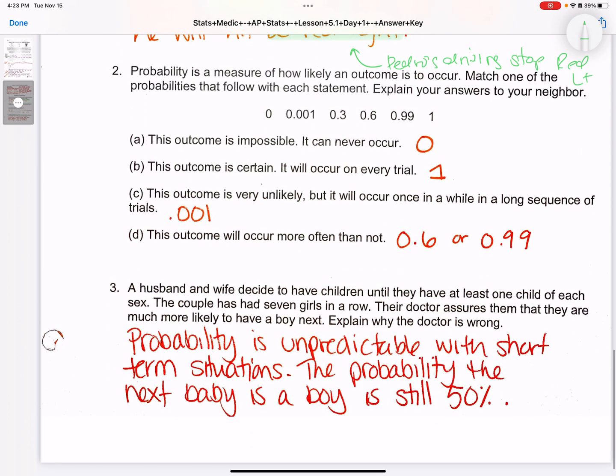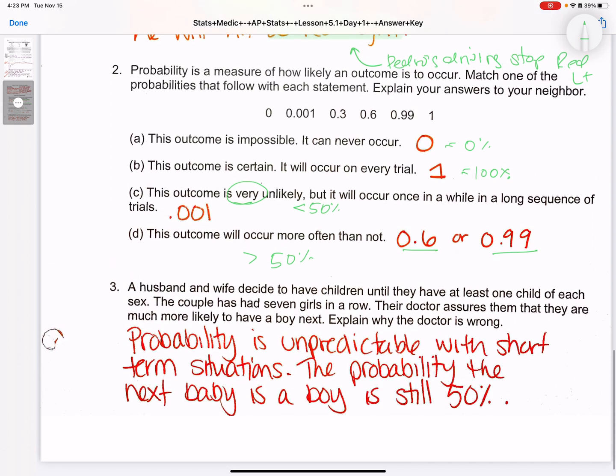Okay, for number 2, 0 is never occur, 1 is always, because 1 is 100% and 0 is 0%. Anything unlikely is anything that is less than 50%. Obviously, very unlikely is something that's really close to 0. More likely is anything that's over 50%. And 60% and 99% are both of those.